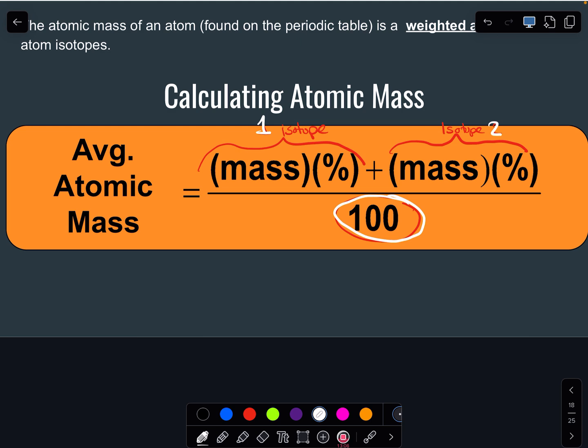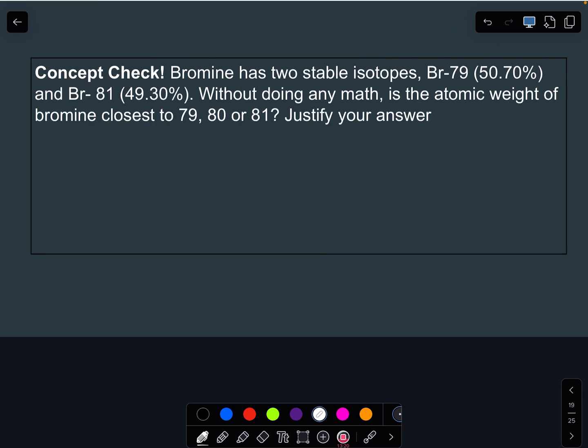Yeah, Michael? Do they have a calculator on the test? Yes, you do get a calculator on the test. Yep. So try this with your table group. I'm going to give you 2 minutes and then we'll call on some people to share. Okay? Ready, set, go.